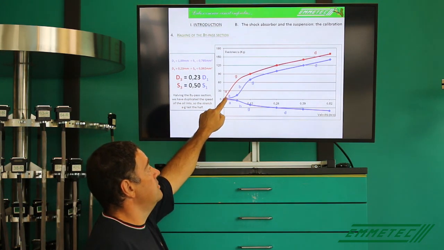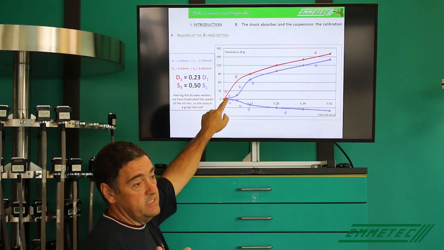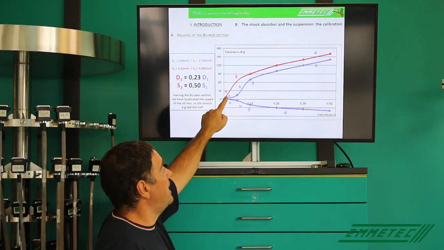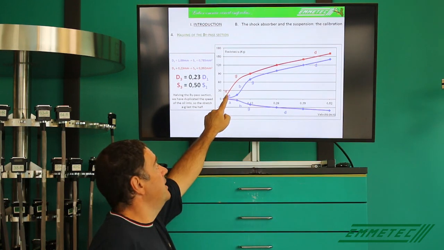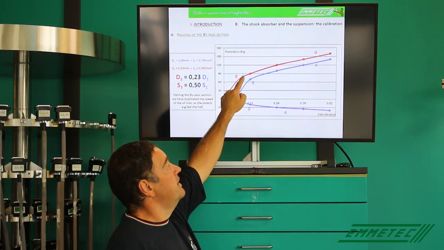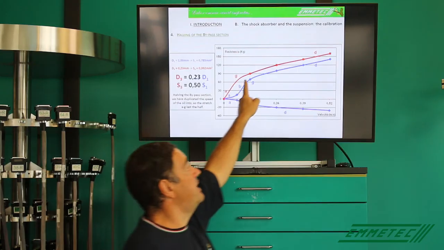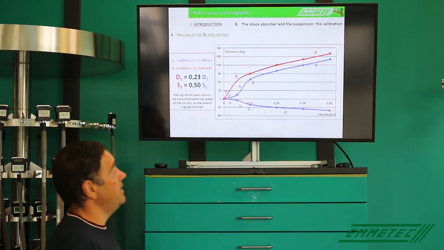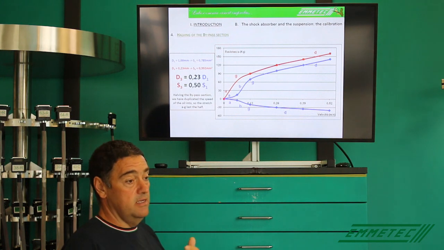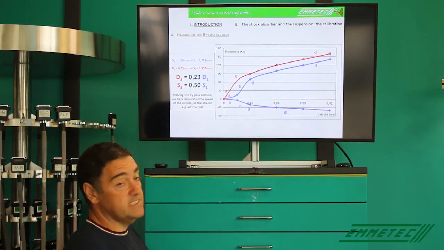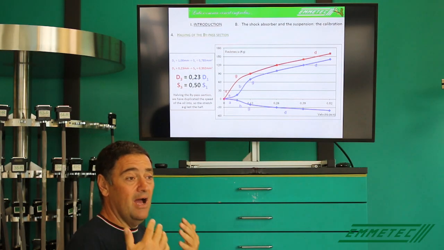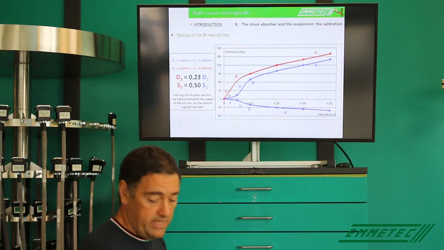As you can see in the red line, the laminar flow almost disappears, and we start practically with the turbulent, and then in G the valve opens and gets laminar again. In this case, we will have a shock absorber that in comparison with the original will be harder and harder.